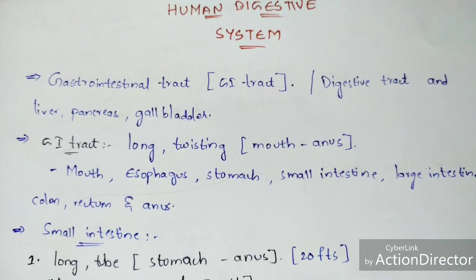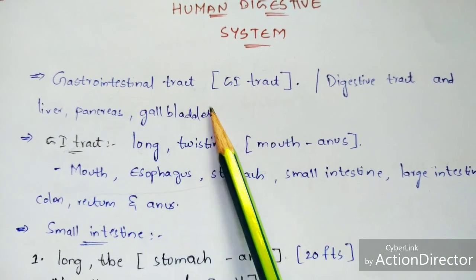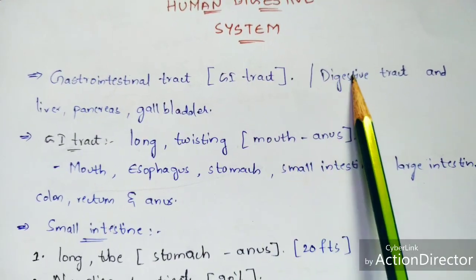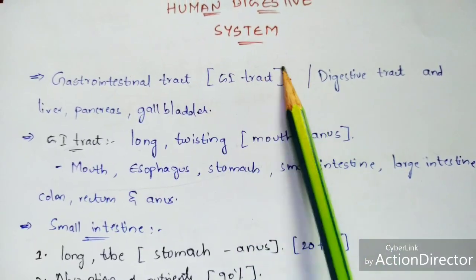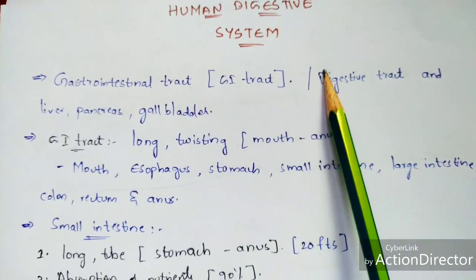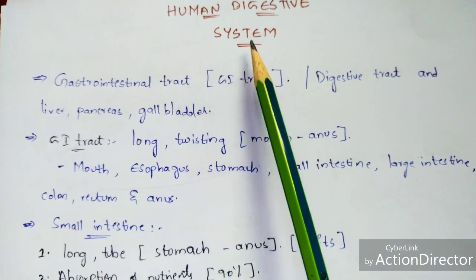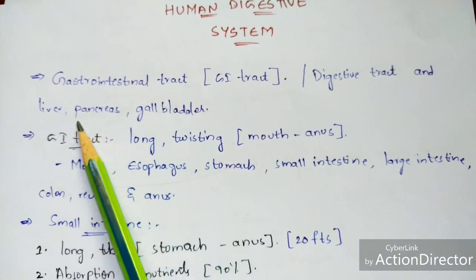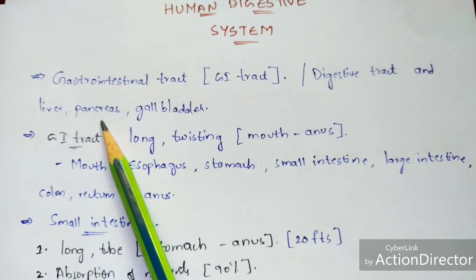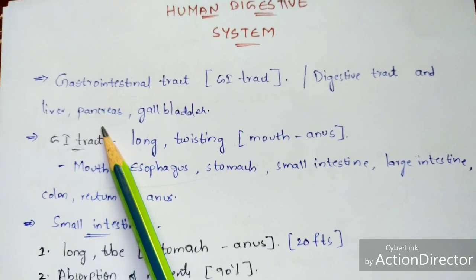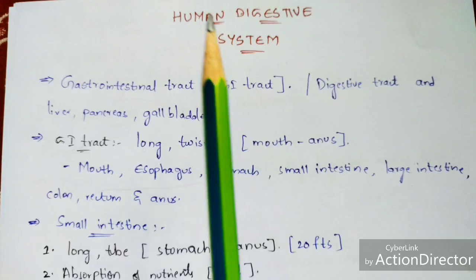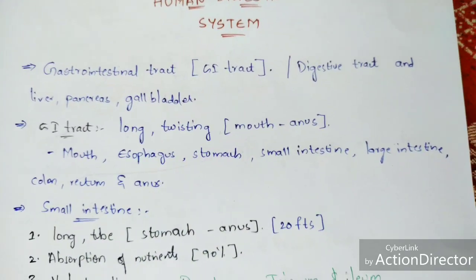So this human digestive system includes the gastrointestinal tract, which is also called the digestive tract, and the other name of this tract is the intestinal tract, and also the liver, pancreas and gallbladder. These are the parts involved in the human digestive system, and normally the liver and pancreas play a major role in the secretion of enzymes as well as the fluids which are responsible for the digestion of the food present in the intestine.